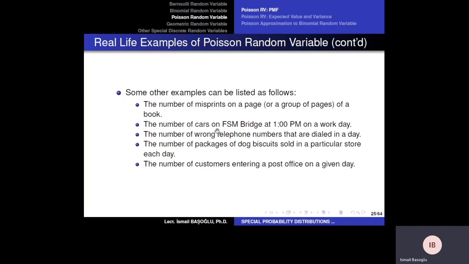Another example, the number of cars on Fatih Sultan Mehmet Bridge at 1 p.m. on any workday. Now imagine this. On any workday at 1 p.m. exactly, take a snapshot of Fatih Sultan Mehmet Bridge. How many cars would you see there? Okay, so why should we model this with a Poisson random variable? Now, how many automobiles are there in Istanbul? We should think about this question.